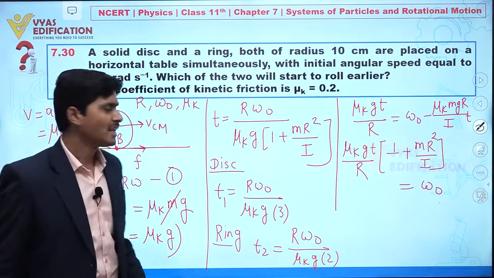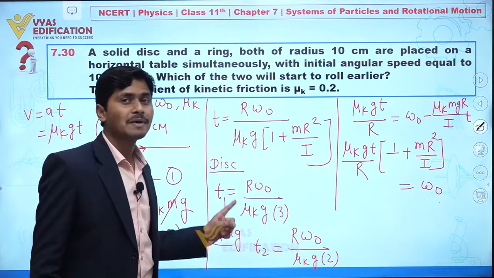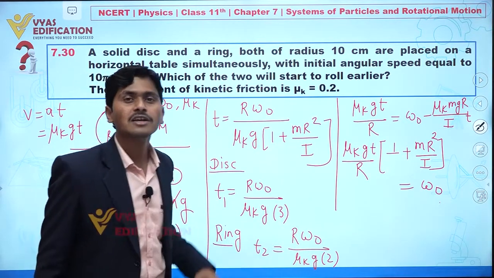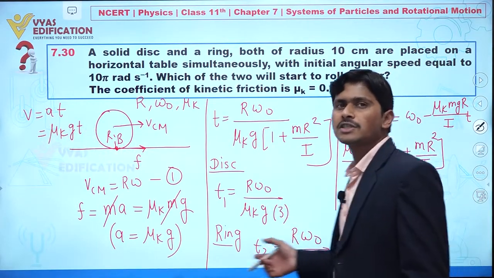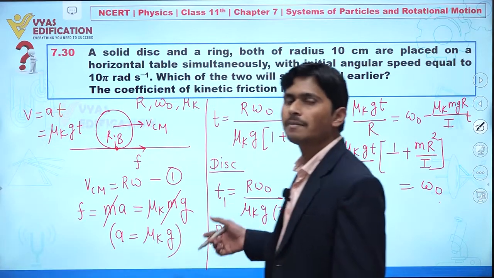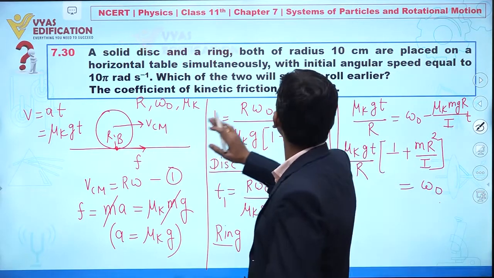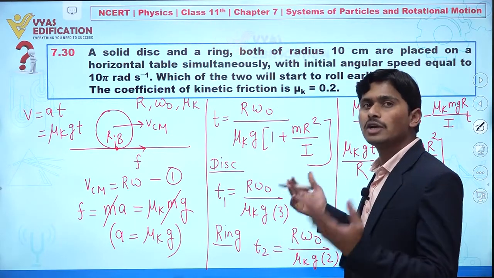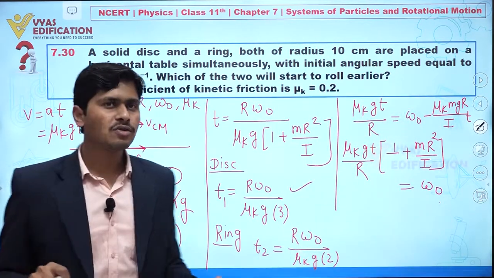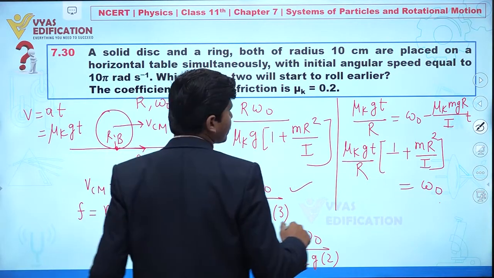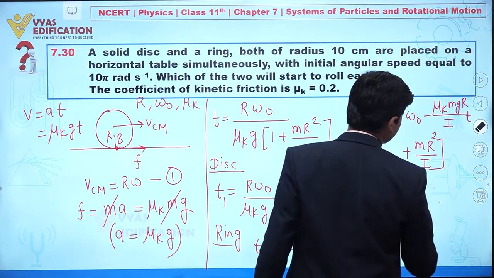Now if we compare the time taken by the disk and the ring, definitely we can say the time taken by the disk is less compared to the ring, clear. It means the disk will reach first, the disk will reach earlier compared to the ring, from an incline, or we can say it will roll earlier. So which one rolls earlier? Definitely the disk will roll earlier compared to the ring, clear. Now can we calculate the values? Yes, definitely we can calculate. So how can we calculate? Let's solve it.